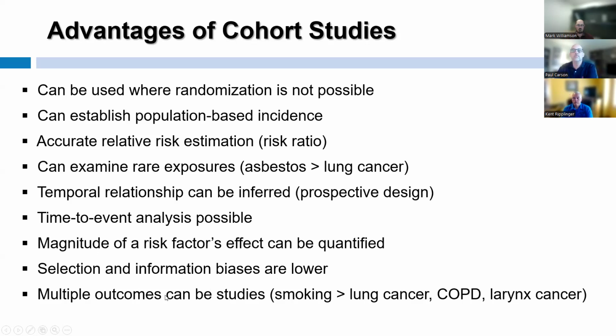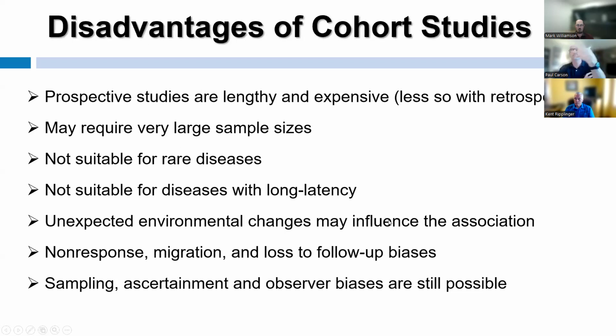And you can look often at multiple outcomes. For example, I can start with my exposure of smoking, but I might be interested in more than lung cancer. I might want to look at lung cancer, COPD, larynx cancer, and a number of other things as outcomes over time. And you can do that with these cohort studies.